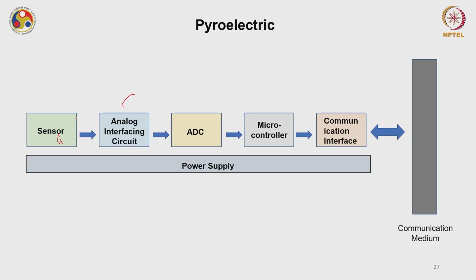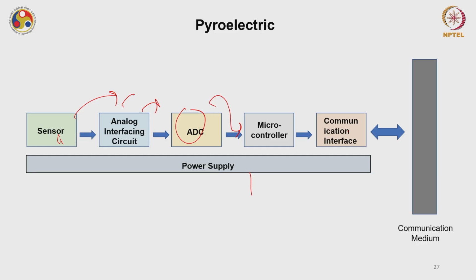In the next class we will be discussing interface circuit. If you see this structure, you have a sensor in place. After this sensor you have an analog interfacing circuit. The input of this ADC is the output of this analog interface circuit, and this ADC output is given to this microcontroller. And then you have a communication interface at which this communication medium exists. And of course you have power supply and other things in place for detection of these things.